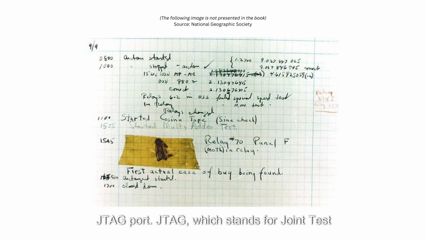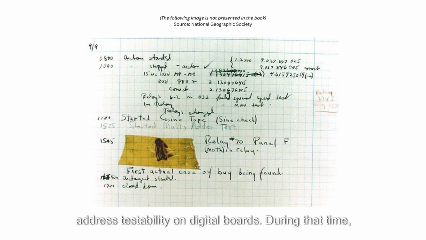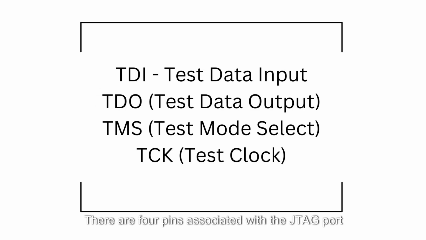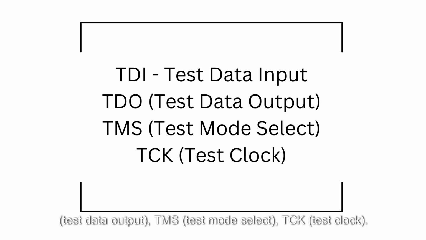JTAG, which stands for Joint Test Action Group, was a group formed in 1985 to address testability on digital boards. During that time, most digital boards were stuffed with dual inline packages of discrete logic gates. The original concept of JTAG was to have additional circuitry and pins on each component that would allow it to be daisy-chained to the next component. There are 4 pins associated with the JTAG port used for testing. TDI, test data input. TDO, test data output. TMS, test mode select. TCK, test clock.